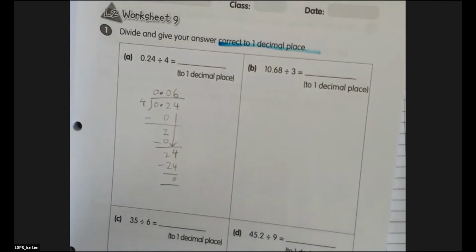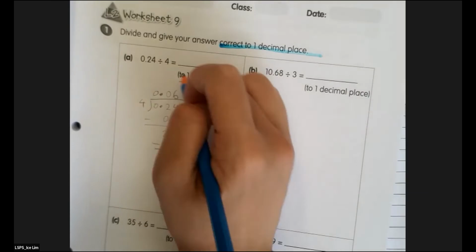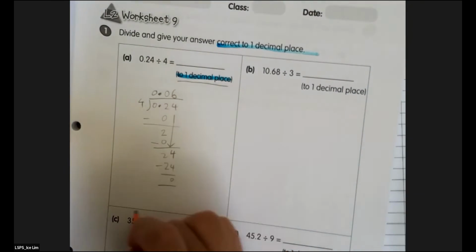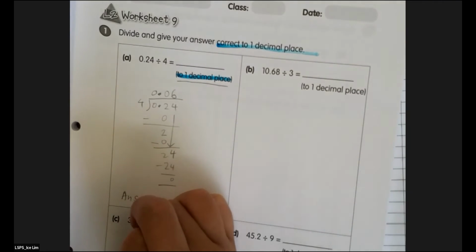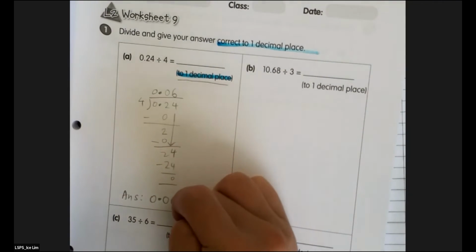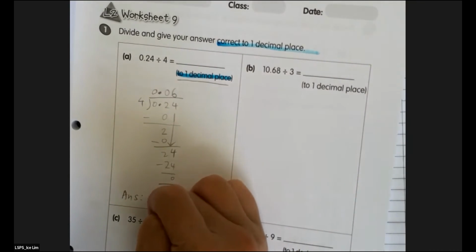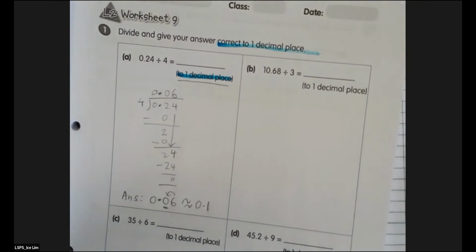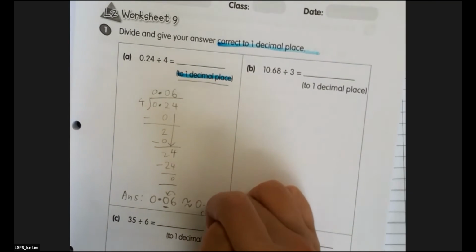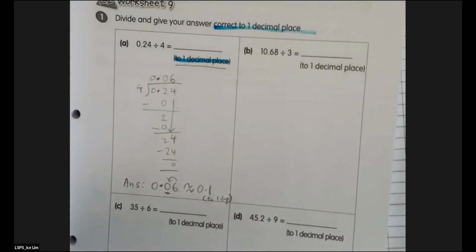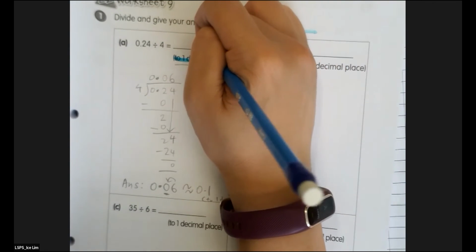Is this okay? Now, however, take note. Here it says to one decimal place. So the answer is 0.06 rounded to 0.1. Why? Because it's rounded to one decimal place. So the answer should be 0.1.